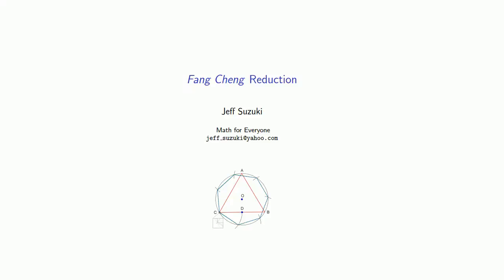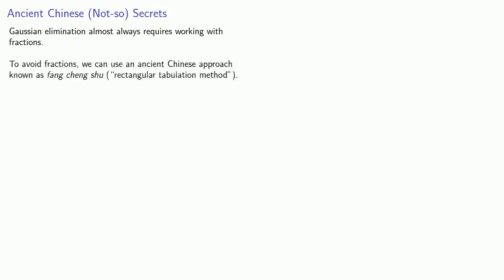While Gaussian elimination is a perfectly good way of producing the row echelon form of a matrix, it almost always requires us to work with fractions. Fortunately, we can avoid using fractions using an ancient Chinese approach known as fang cheng, which translates roughly as rectangular tabulation method. And this works as follows.